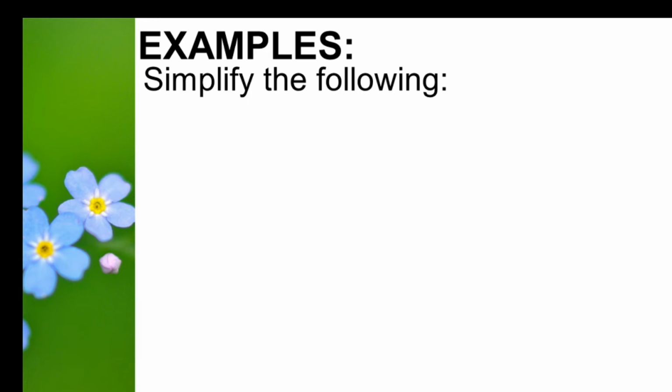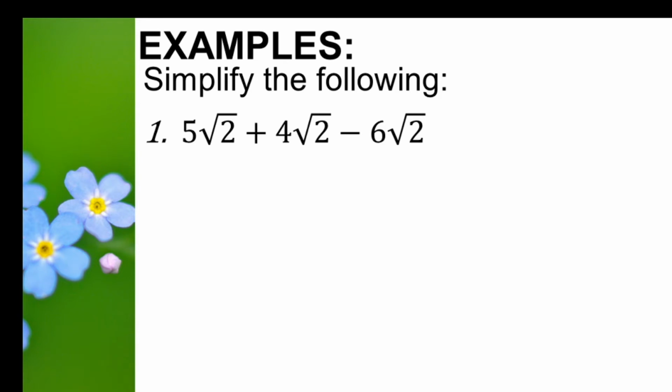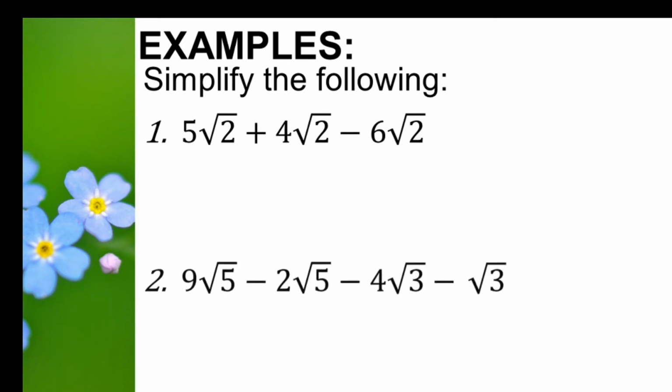Examples. Simplify the following. Number 1: 5 square root of 2 plus 4 square root of 2 minus 6 square root of 2. And number 2: 9 square root of 5 minus 2 square root of 5 minus 4 square root of 3 minus 3 square root of 3.